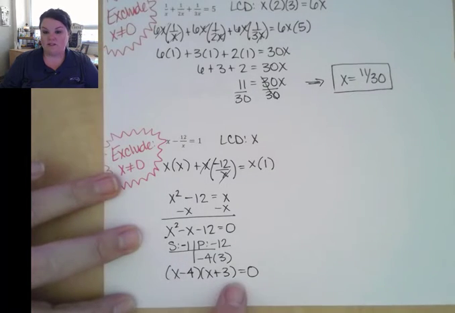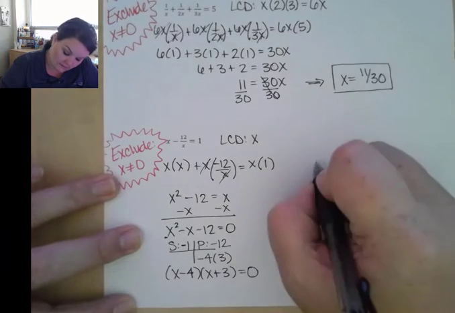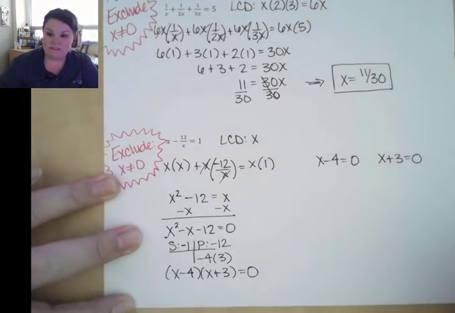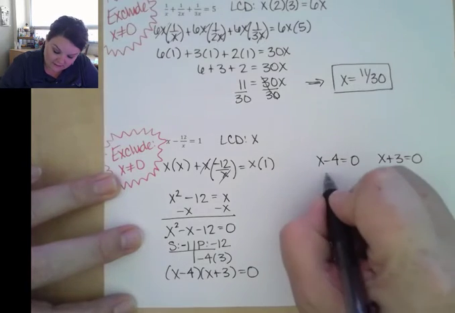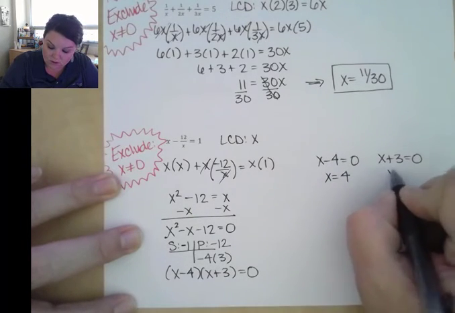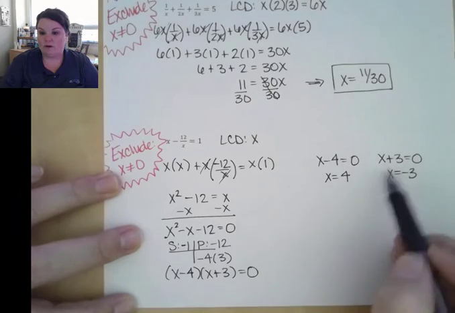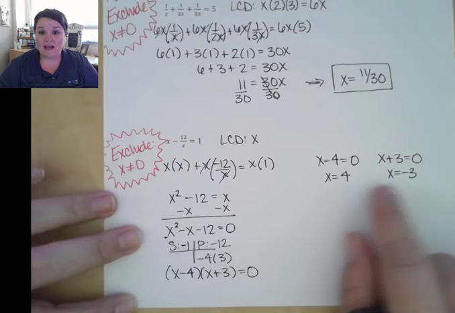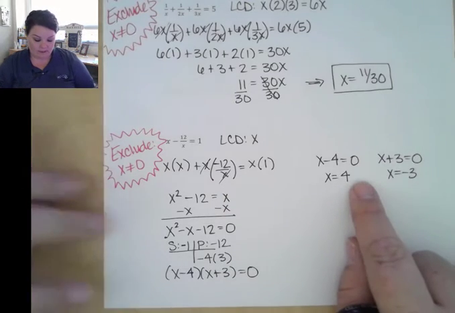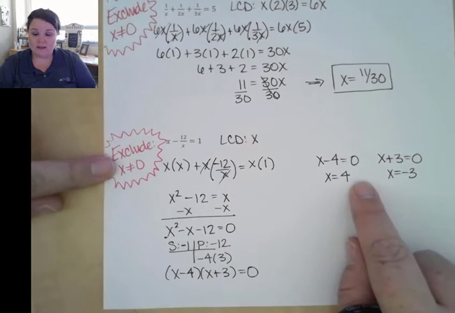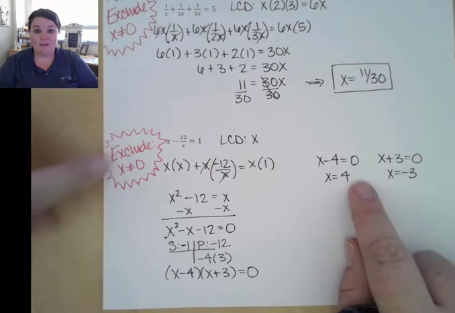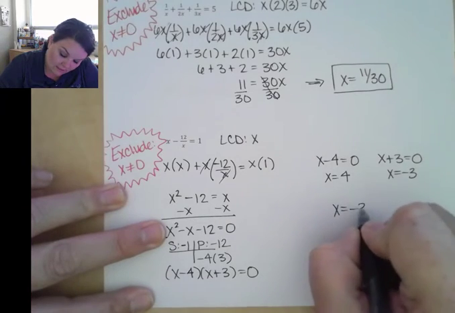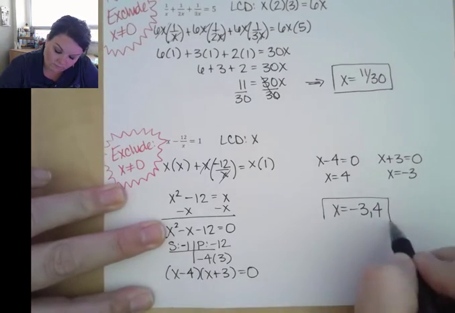Okay, and then I just solve each piece, right? So this means x minus 4 equals 0, or x plus 3 equals 0. And when I solve each piece, this is going to give me x equals 4, or x equals negative 3, right, when I move those over. So then I just have to make sure, are 4 and negative 3, are either of those problem values? So I look at my exclusions over here and notice the only thing I'm excluding is 0. So since I got something other than 0, then I can actually use both answers. So x equals negative 3 or 4.